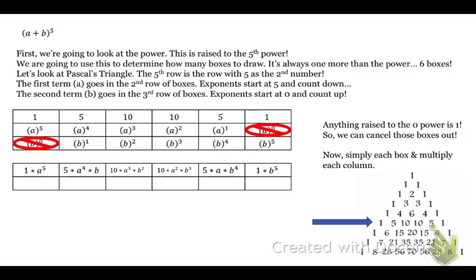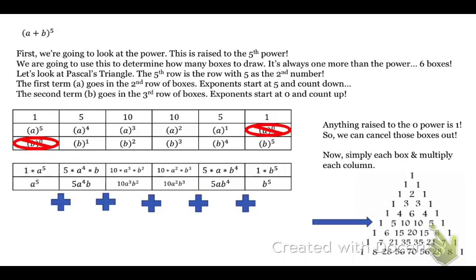I'll draw another box. Sorry, I lied. We are drawing more boxes. 1 times a to the 5th is a to the 5th. 5, a to the 4th, b. 10a cubed, b squared. 10a squared, b cubed. 5ab to the 4th. And then b to the 5th.